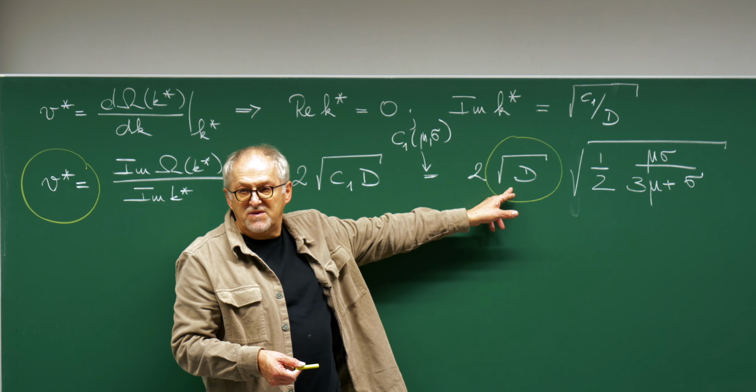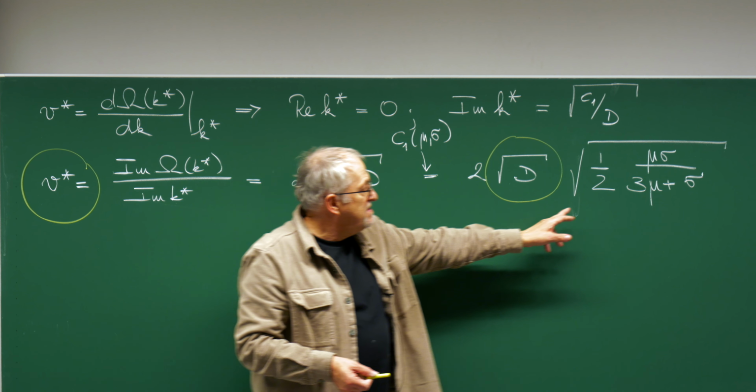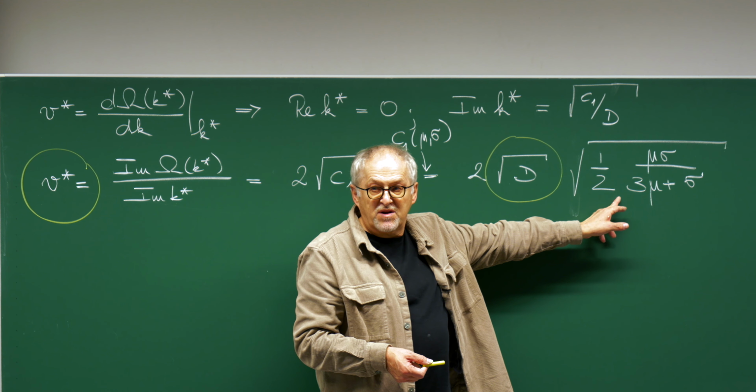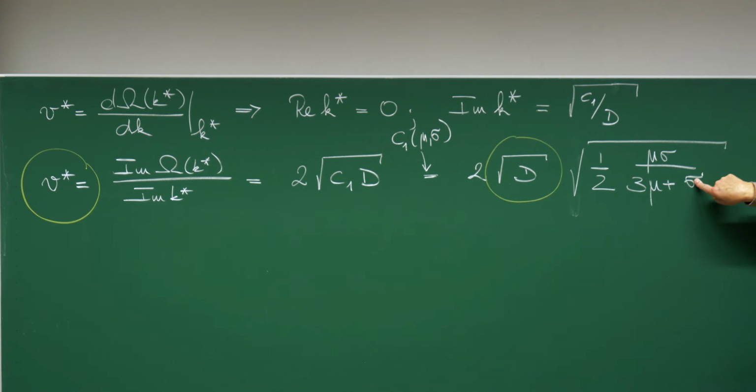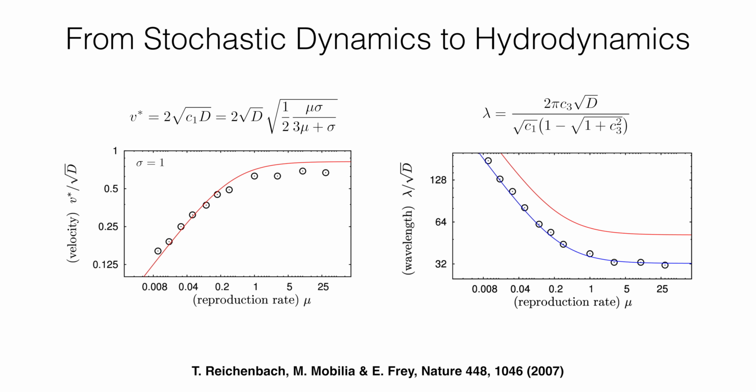It doesn't matter what C1 actually is. This here is specific for the May-Leonard model. And what you see, for example, is take sigma as our time scale, and sigma is 1. And then you change mu. So at first, this will change with mu as the square root of mu. And then when mu is very, very large, this should saturate. So that means when I plot this as a function of mu, it should increase first and then saturate. Yeah, maybe we look at that right away.